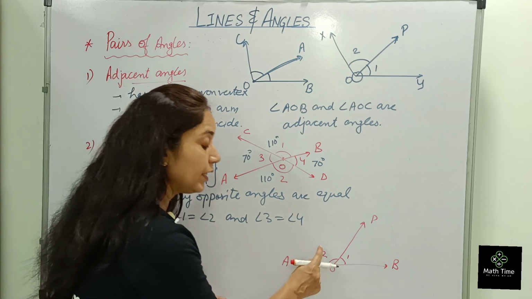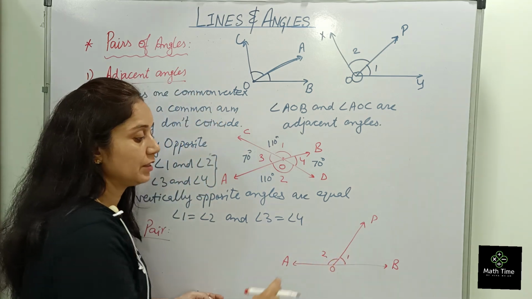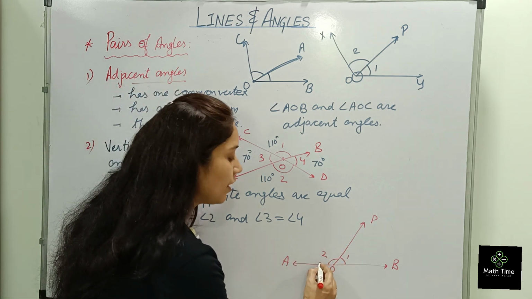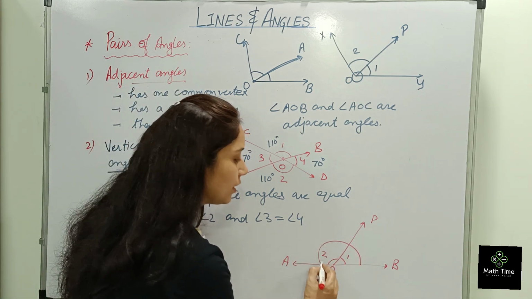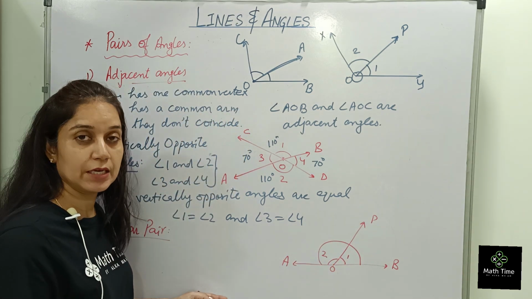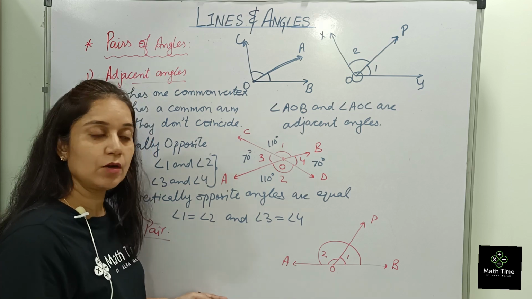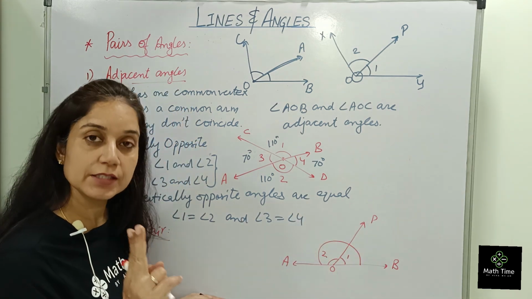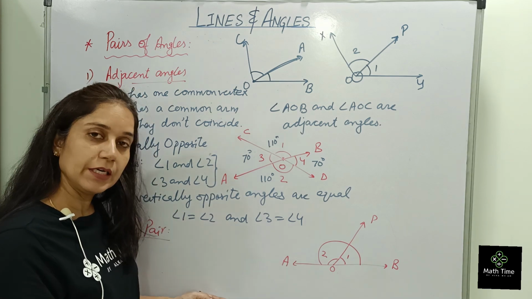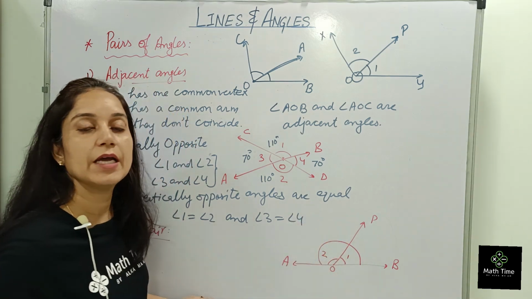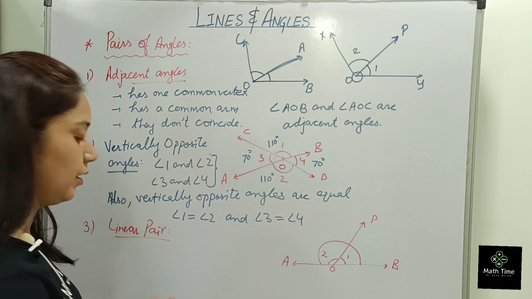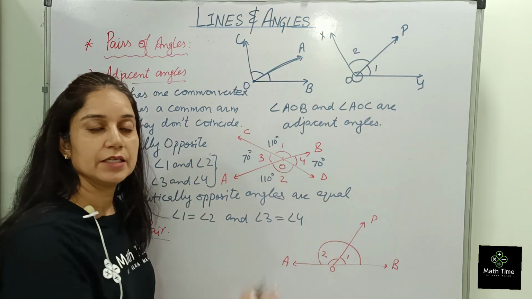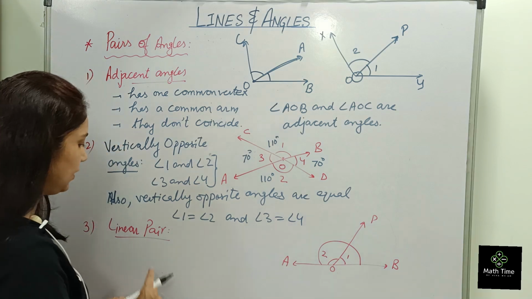But in this case, the special thing is this: when you add both the angles, the sum of the angles is 180 degree. They are formed on a straight line. So what is the angle on a straight line? 180 degree. So when the sum of two adjacent angles is 180 degree, they are termed as linear pair angles. They are also adjacent, but the special case is that their sum is 180 degree.